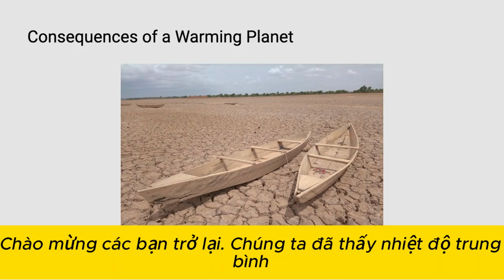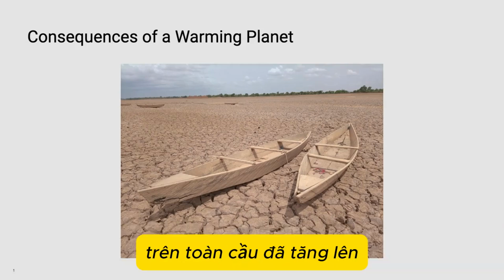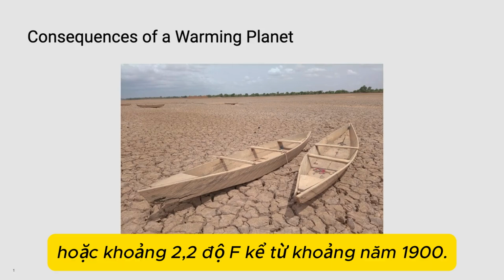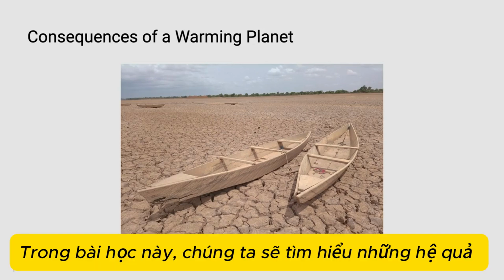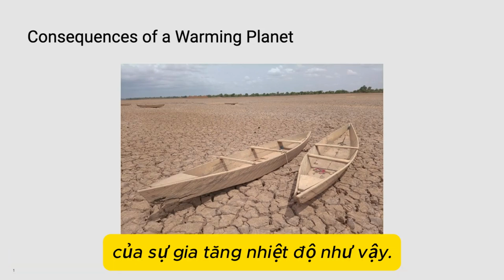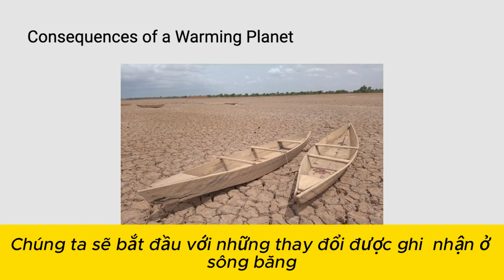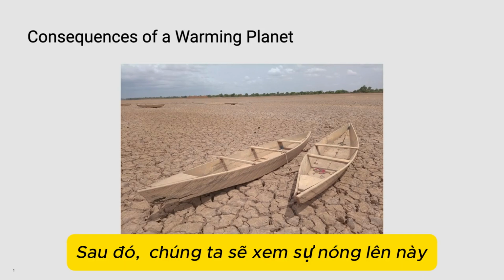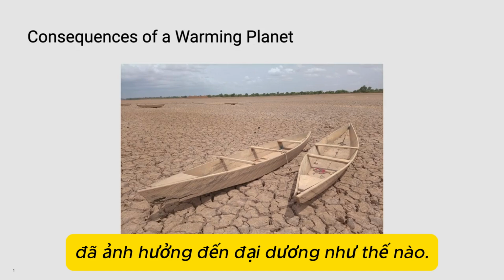Welcome back. We've seen that the average temperature around the globe has gone up about 1.2 degrees Celsius, or about 2.2 degrees Fahrenheit, since about 1900. In this session, we're going to look at the consequences of such a temperature increase. We'll start with changes observed in glaciers and ice sheets around the world. We'll then show how all this warming has impacted the oceans.